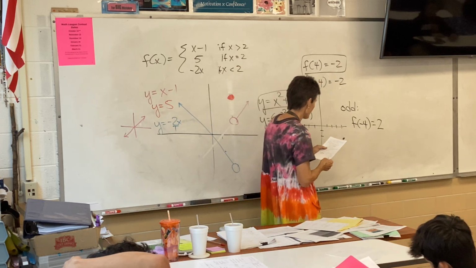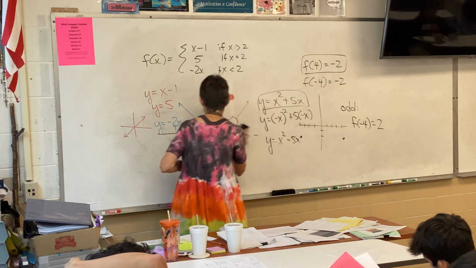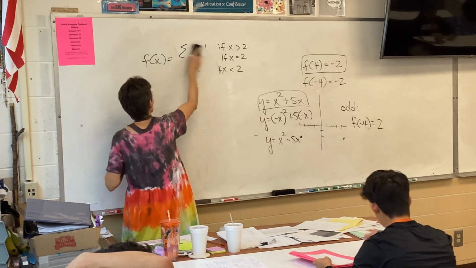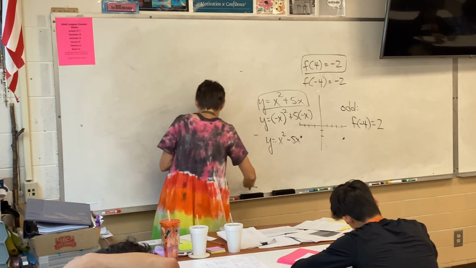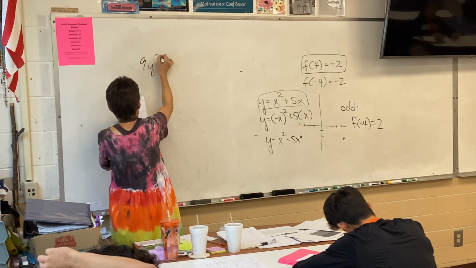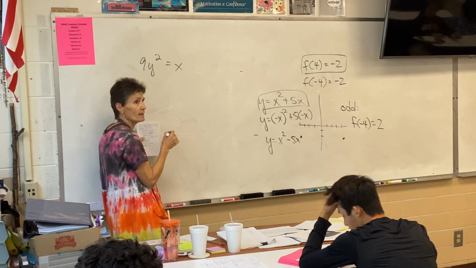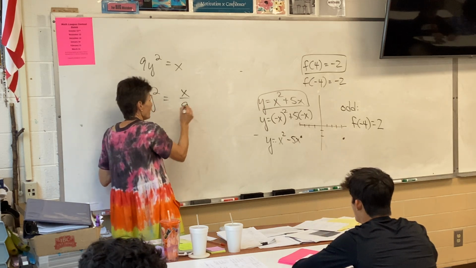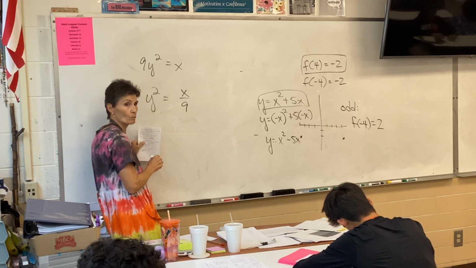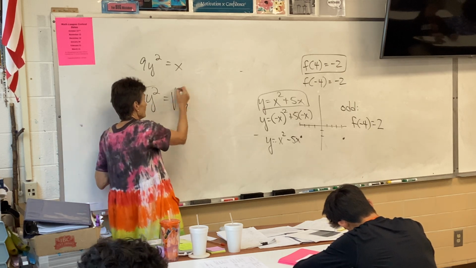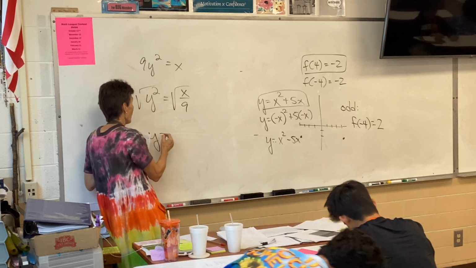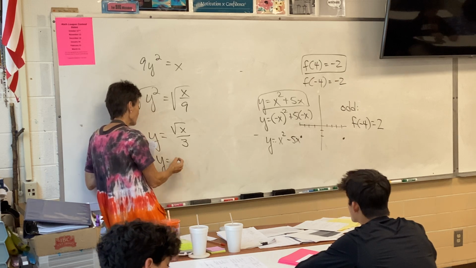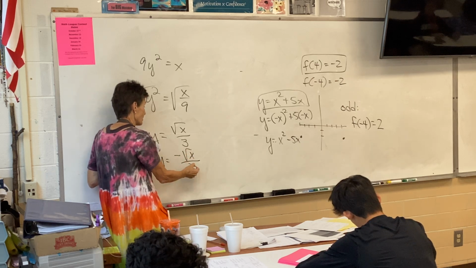Find the implicit functions for 9y squared equals x. All right, we did one of these a second ago on that quiz. How do we find implicit functions? We have to get y by itself. So y squared equals x over 9. And then I square root. So y equals the square root of x over 3, or y equals the negative square root of x over 3.